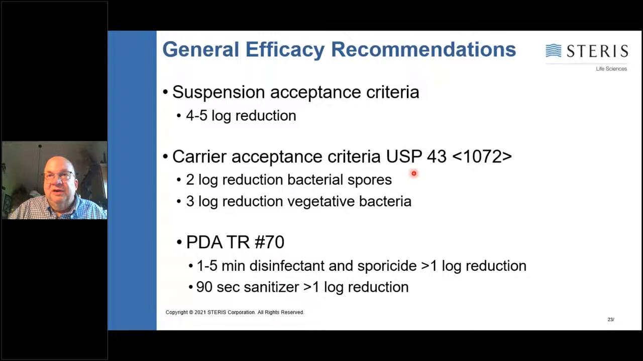One of the things Tony is planning to update with the 1072 chapter, as you can see here, is that fungal spores and yeast are not included, but a lot of folks in the industry refer to fungal spores and yeast with the 2 log reduction. PDA's Tech Report 70, and this may get updated because it's supposed to be reviewed soon, talks about a 1 to 5 minute contact time with disinfectants and sporicides and having a greater than 1 log reduction. And it talks about a 90 second contact time with alcohols as sanitizers and getting a 1 log reduction there.